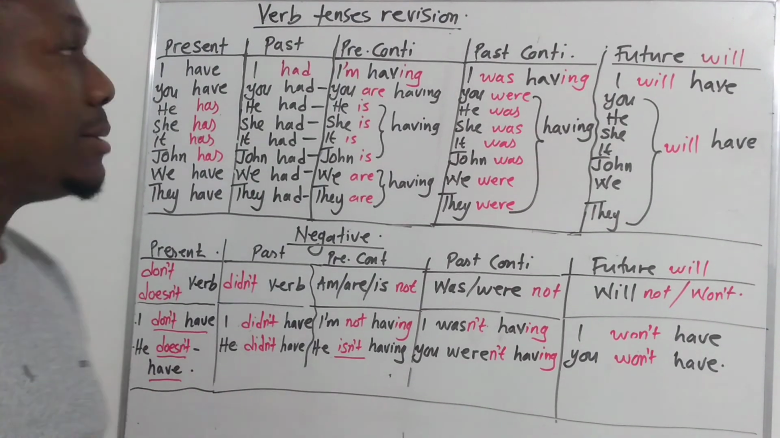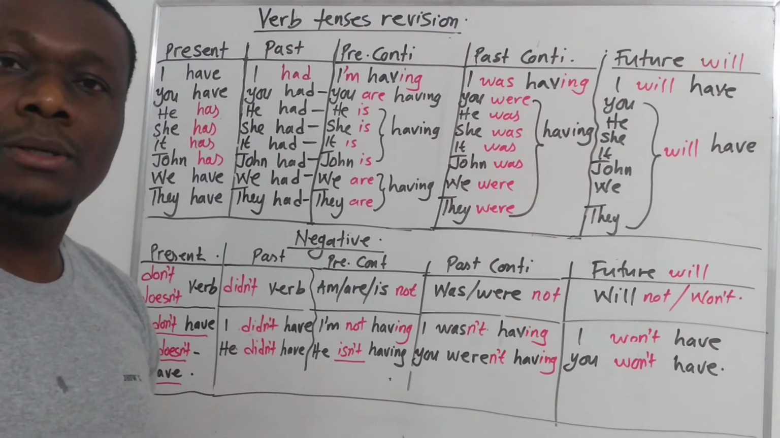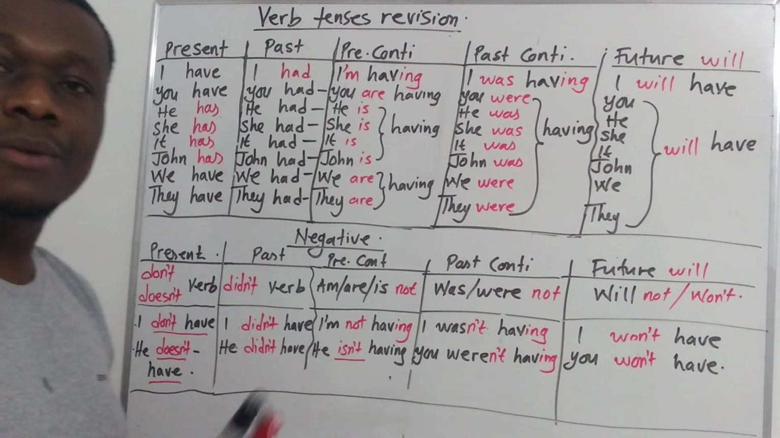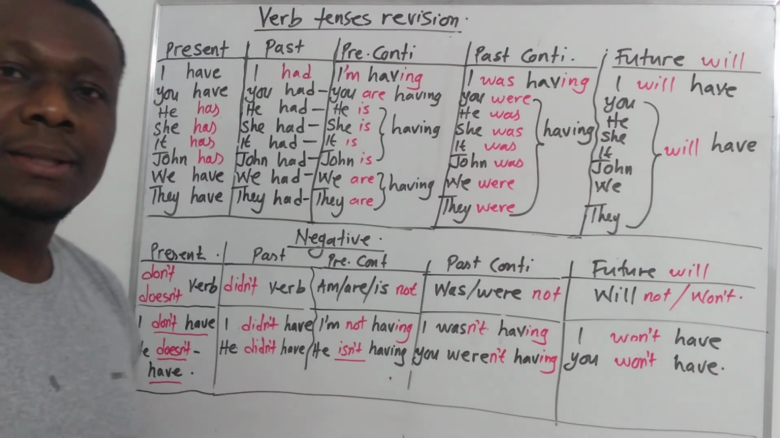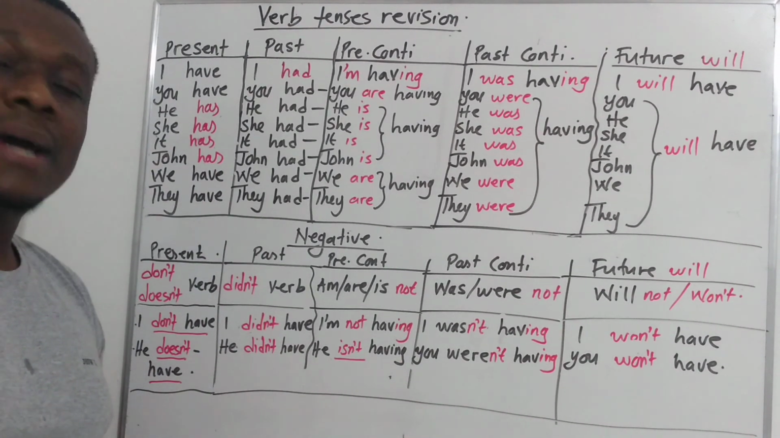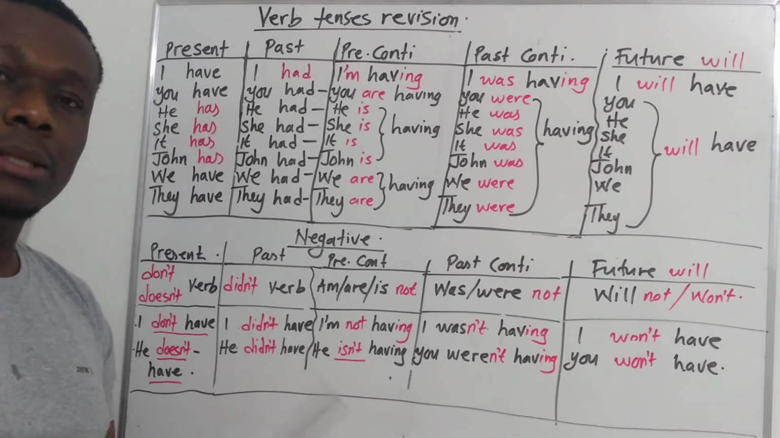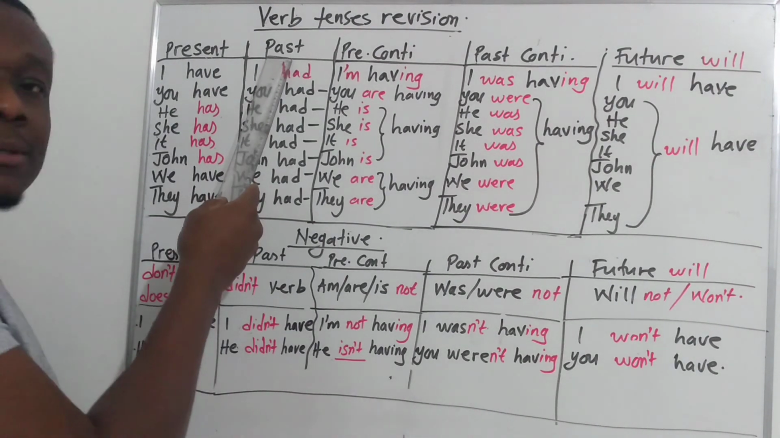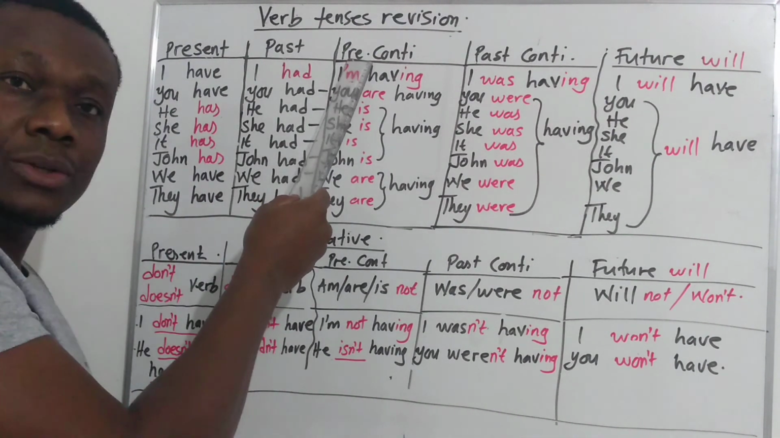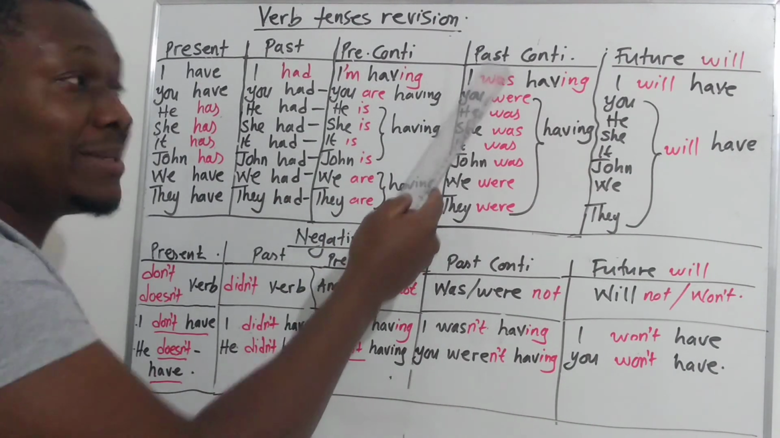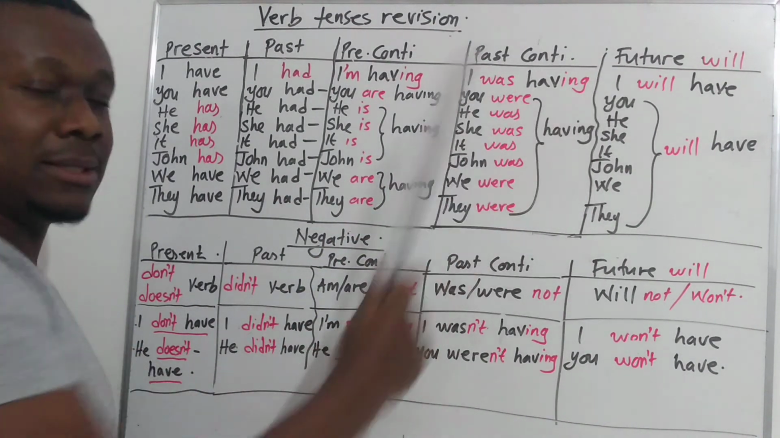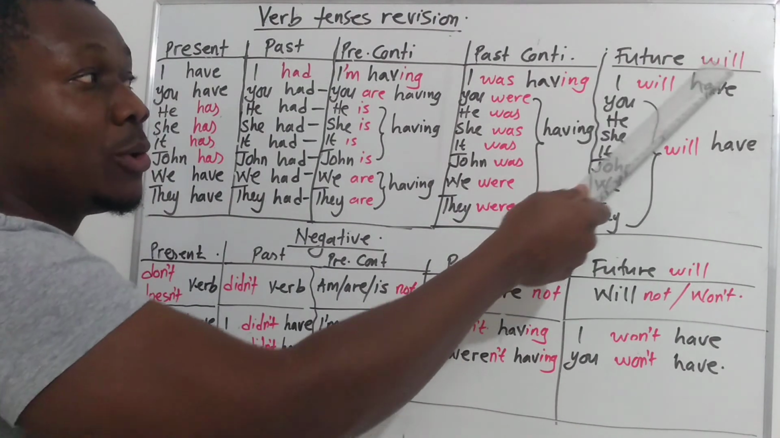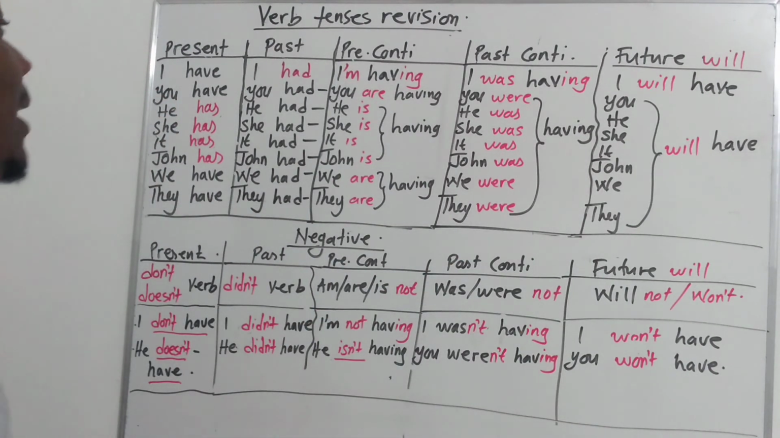Okay, in this lesson we are going to see verb tenses revision. We are going to revise the verbs that we have studied right from the beginning: the present simple, past simple, present continuous, past continuous, and now, in the last video, the last class, we saw future will. Good.